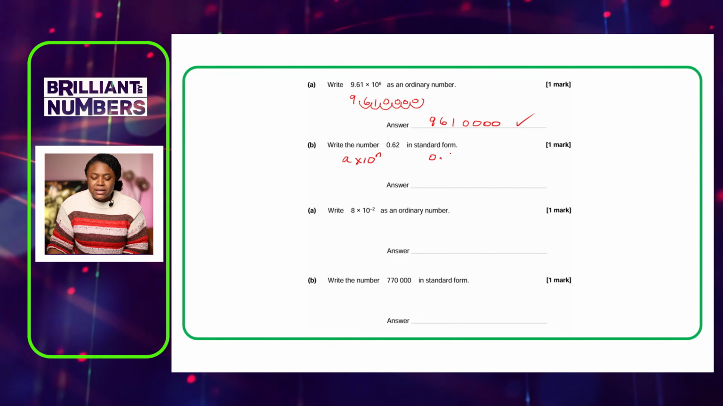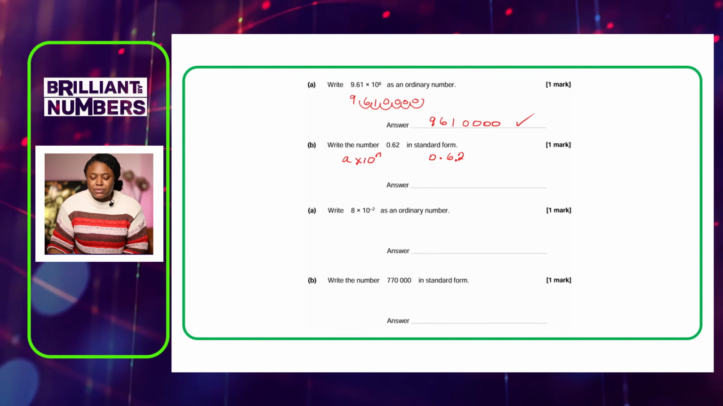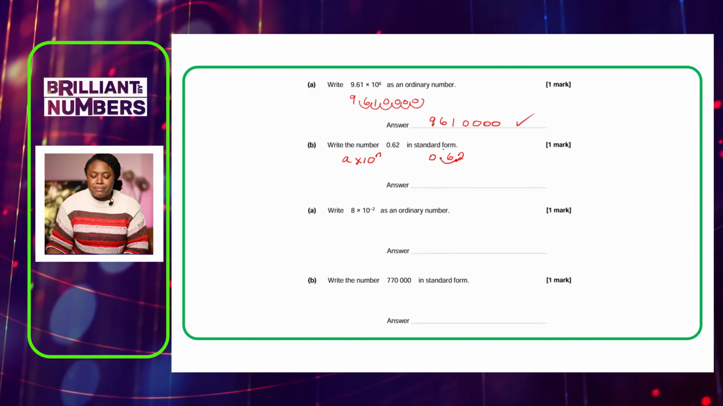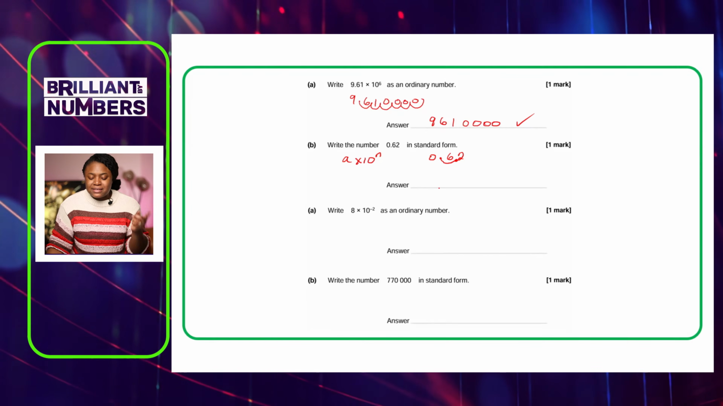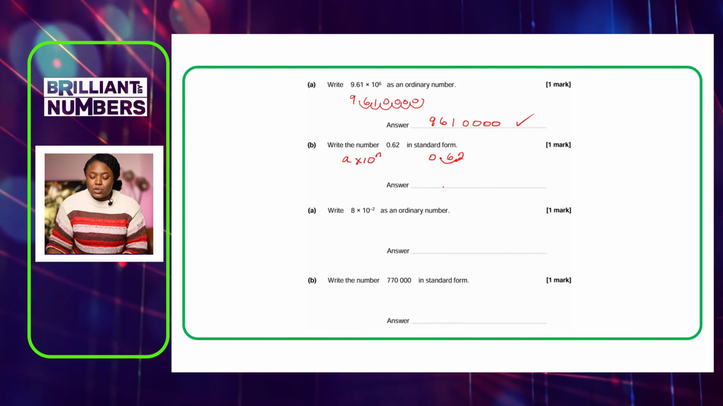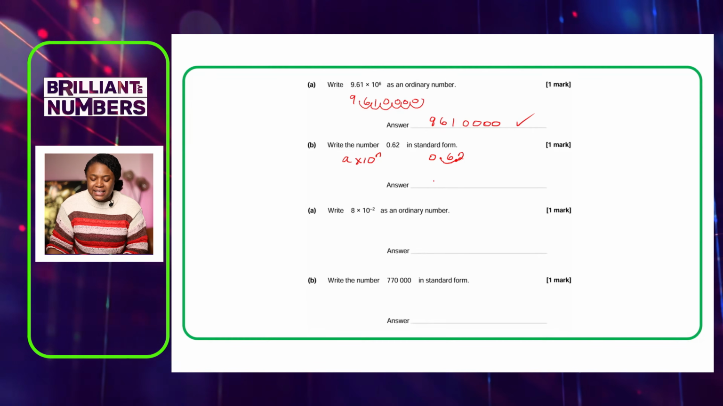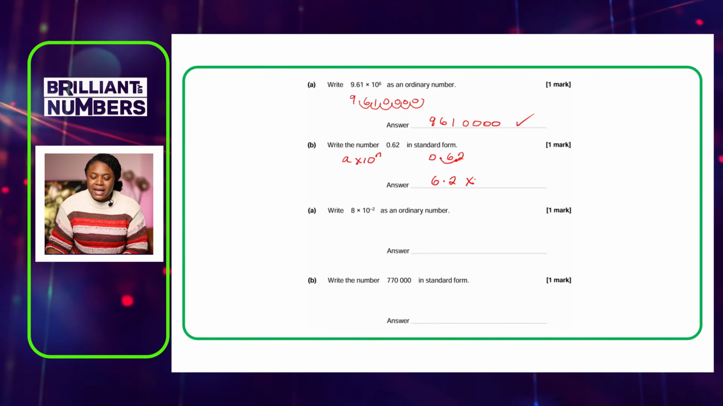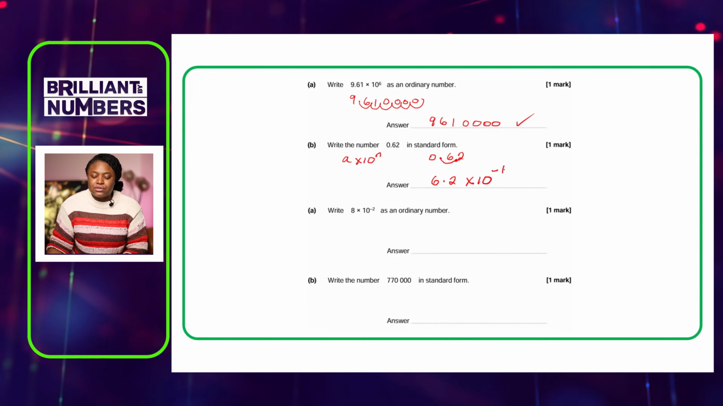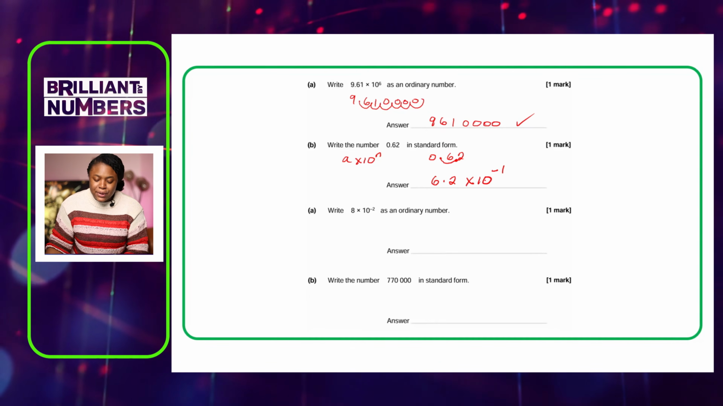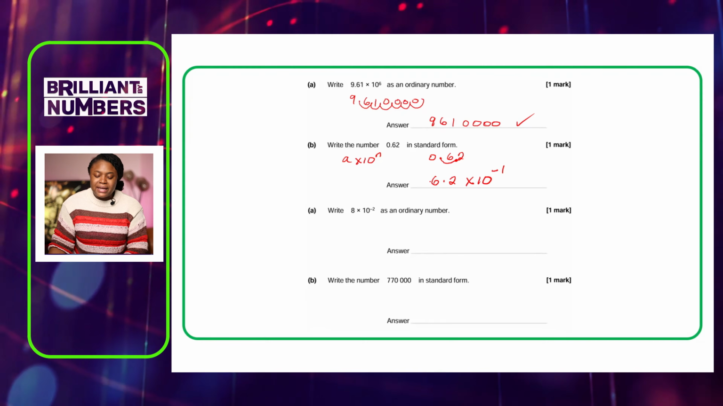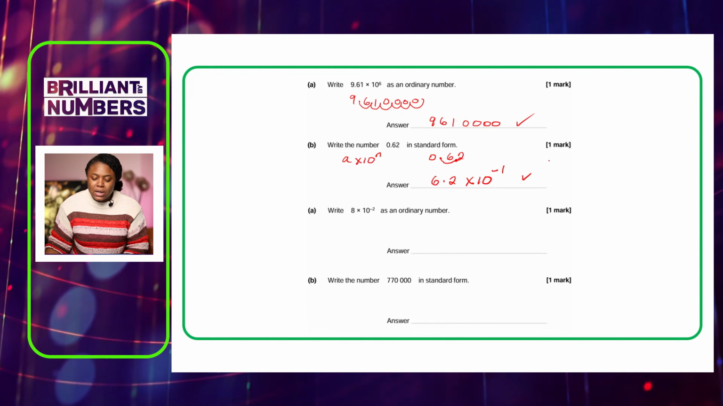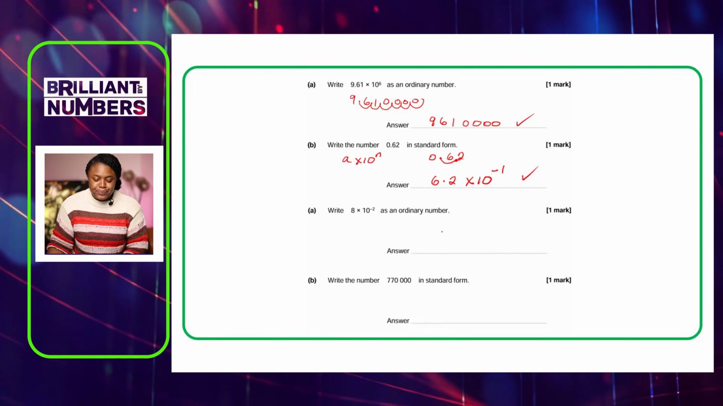For 0.62, we want our decimal to be here. So we're moving 1 place to the right. Remember, once we move 1 place to the right, the number is going to be a negative index. So the answer is 6.2 times 10 to the power of minus 1. Remember, you can always check by going 1 place backwards to get back the original number as well. So another 1 mark there.